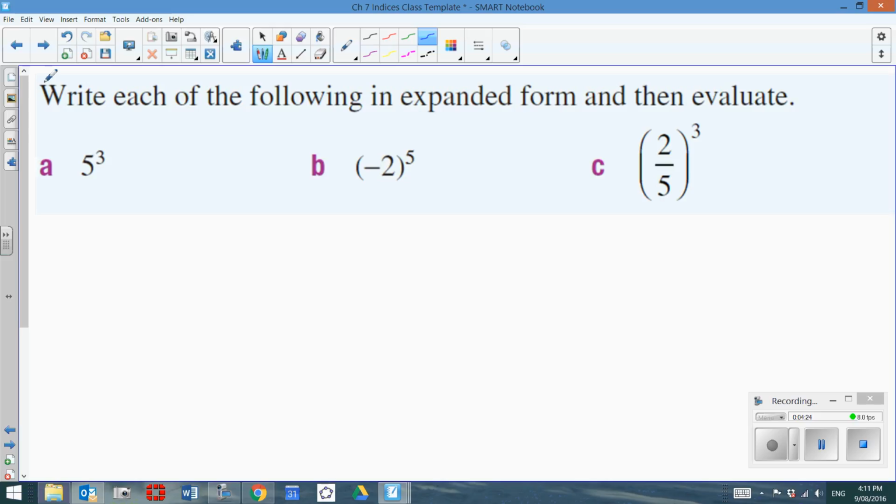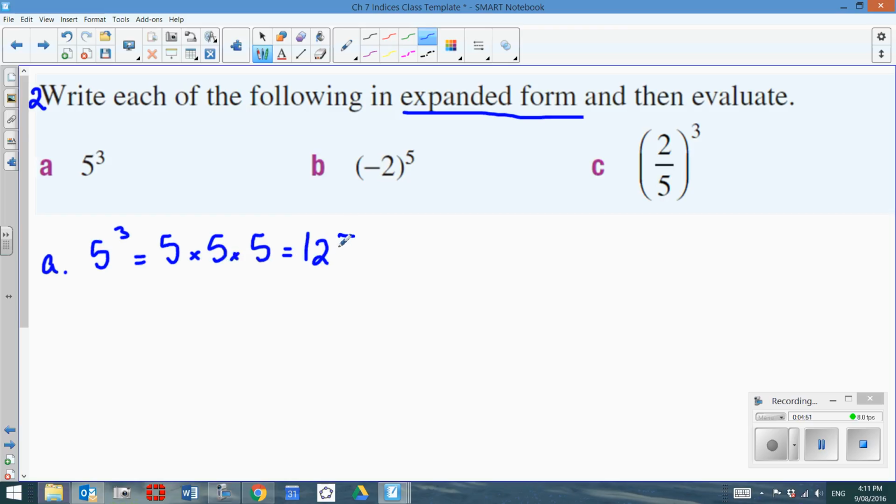Example 2 says write each of the following in expanded form. So again, I'm going to have to expand what I'm given and then try to evaluate it. If they're all numbers, that means I can simplify them at the end. So 5 cubed means I'm taking 5 times 5 times 5. If I actually compute that, 5 times 5 is 25, times 5 is 125.